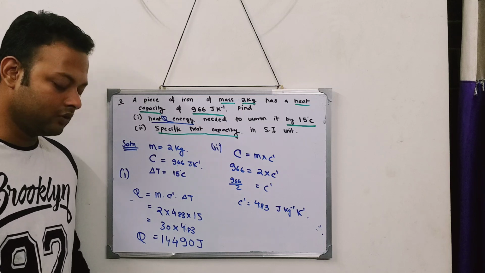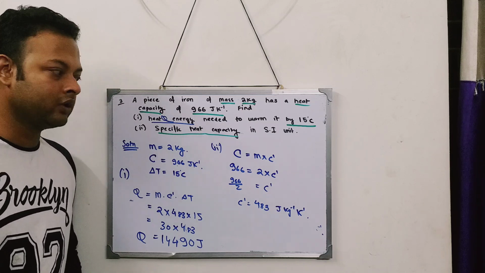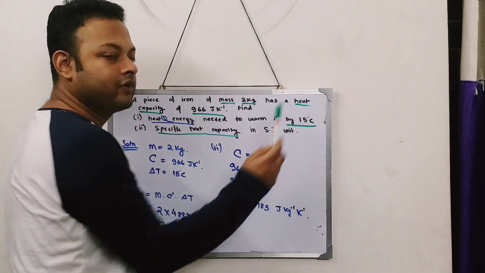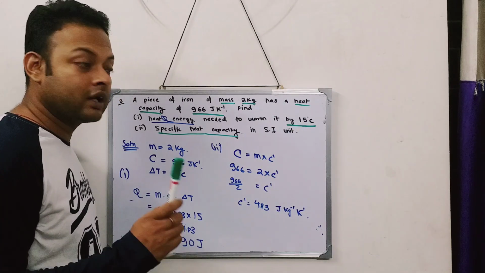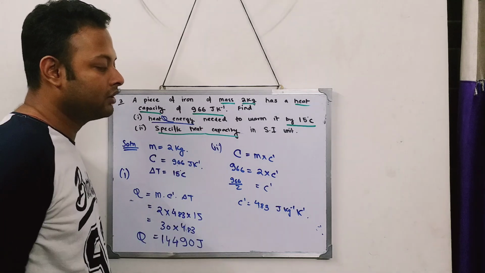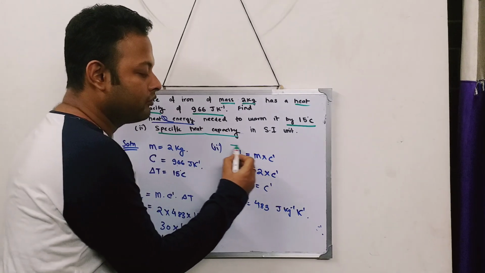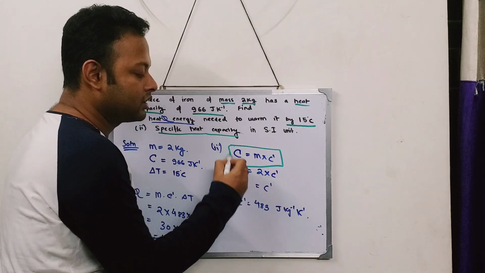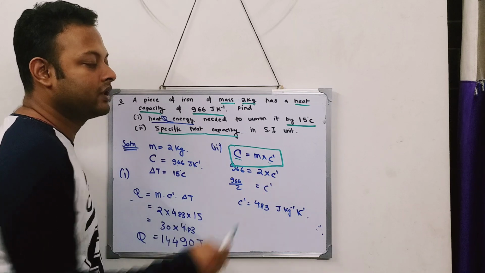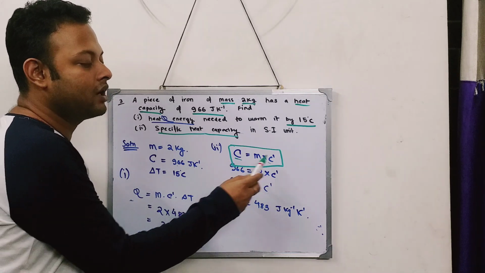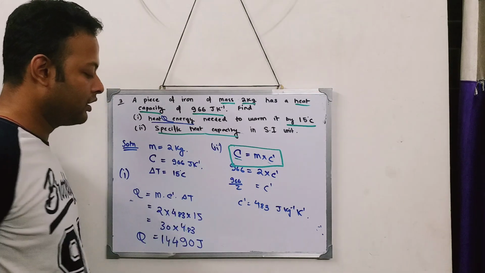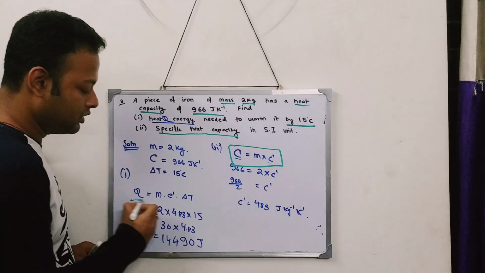So one thing that you happen to know in this sum is this: when you see a question with by 15 degree, that means they are directly giving the value of delta T. And this is one of the important formulas, a relationship between heat capacity and the specific heat capacity. Heat capacity is equal to mass into specific heat capacity. So you have to remember this formula, and you have to remember this formula.